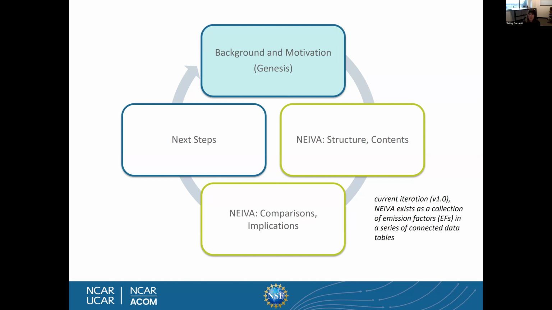I do want to point out that right now, NEIVA exists in its current iteration as basically a collection of emission factors. So although the term emission inventory is in the title, we're not really a true emissions inventory. Hope to grow into that space, but right now we're just a series of connected data tables. But I'll talk about structure, contents, comparisons with other sets of emission factors, and some of the implications in the context of atmospheric chemistry and predicting smoke from fires.